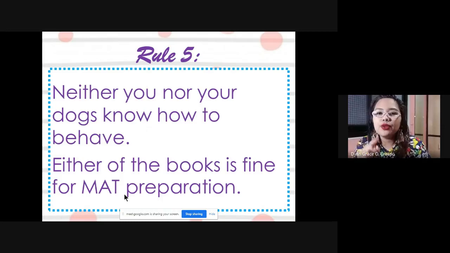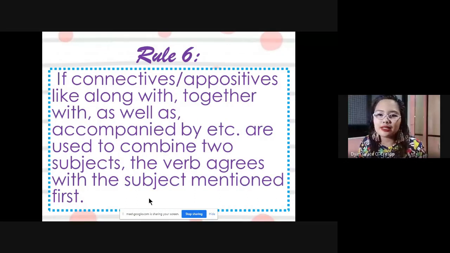Neither you nor your dogs know how to behave. Okay, so this is very good. Now, let us change. It's still the same. Neither the dogs nor you know how to behave. So pwede yun, kasi depende kung saan yung mas malapit. Again, when we use neither nor, either or, the nearest to the verb is the one that counts. Either of the books is fine, okay, for math operation. So, same thing.